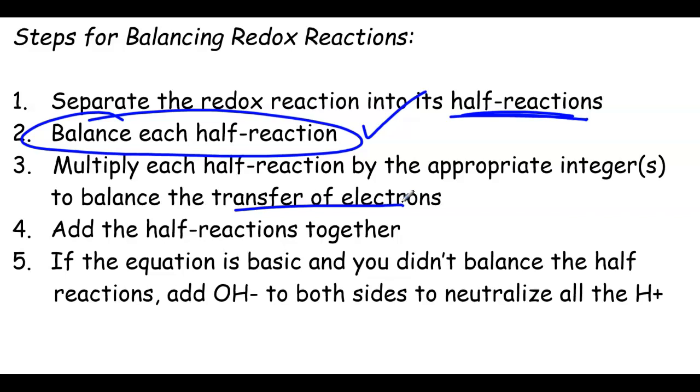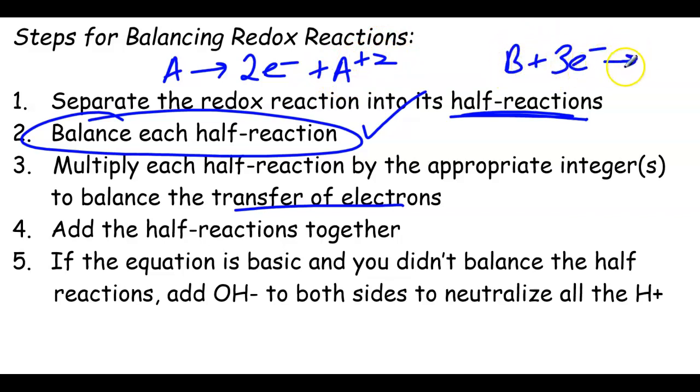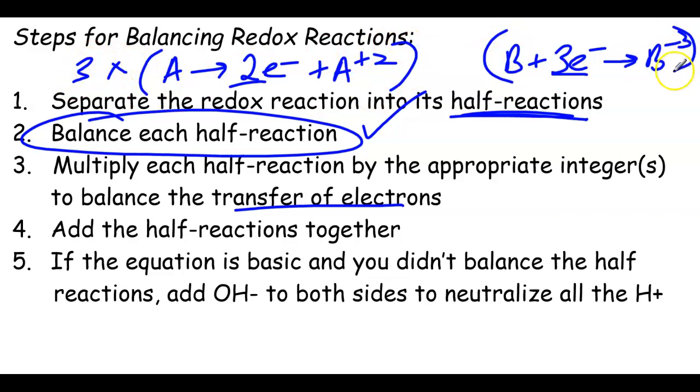So if they're not the same, you're going to have to multiply the half reactions as needed by a whole number integer to get the electron count to be the same. So let's say, for example, one is losing 2 electrons, right? And I have something gaining 3 electrons, right? So if I have something like this, I could not add those two together yet because this is 2 and this is 3. So you would have to get the lowest common multiple, right?